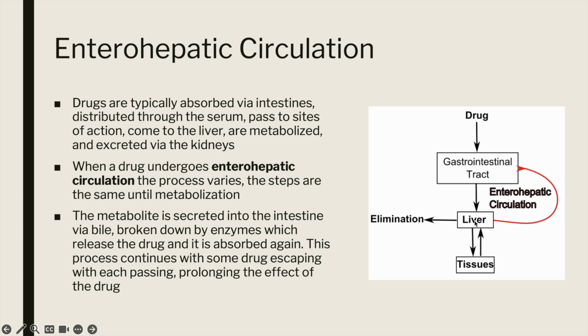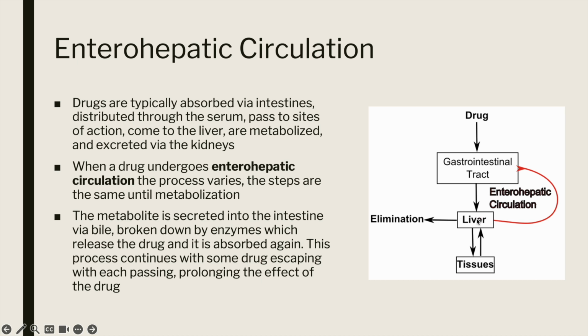However, in this case, the metabolite is then reabsorbed. So it's secreted into the intestines via the bile. So here it is at the liver. The metabolite then is excreted through the bile, and it goes back into the GI tract or the intestines instead of being eliminated. So it's reabsorbed. So this process continues with every time a drug gets to the liver.